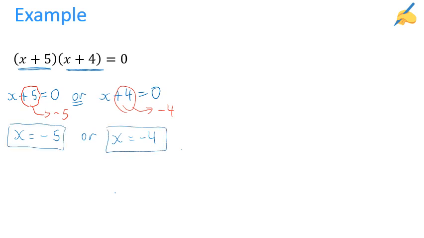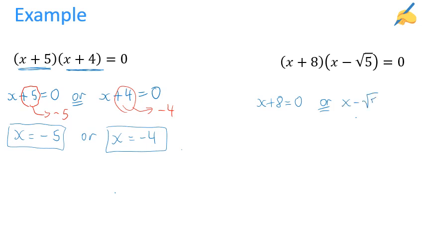I'll show you another example. So here's our equation here. The first two steps have already been done. The right-hand side equals 0, and it's already factorised. So I need to apply the null factor law, which states that either x plus 8 equals 0 or x minus the square root of 5 equals 0. Then I solve for x using inverse operations.